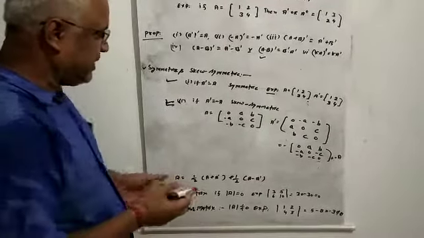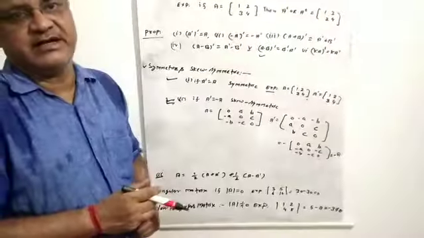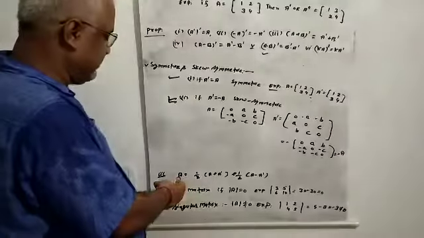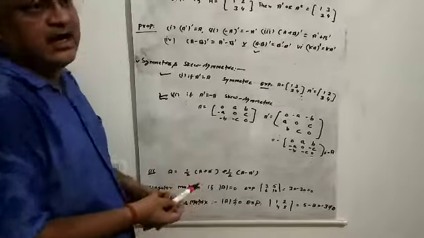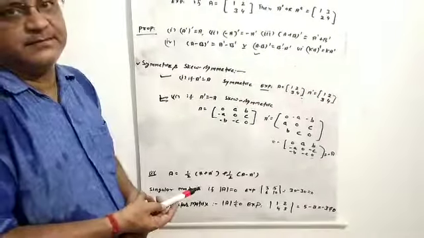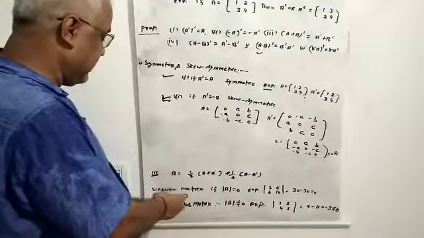Then property of symmetric and skew symmetric: every square matrix can be expressed as sum of symmetric and skew symmetric matrix. Then singular matrix.